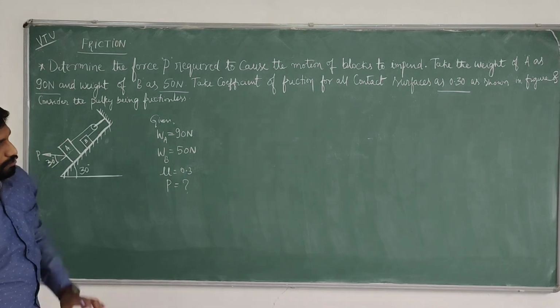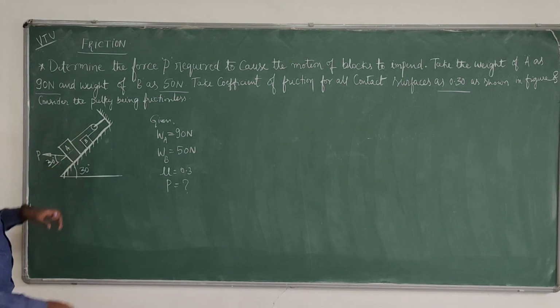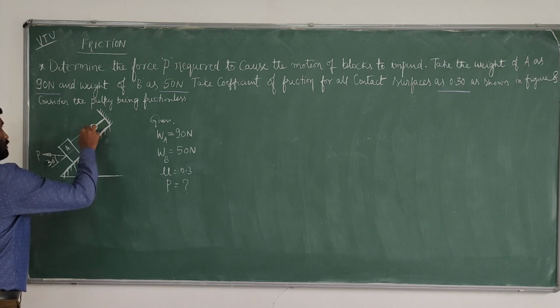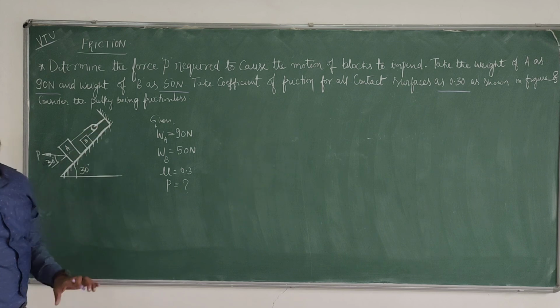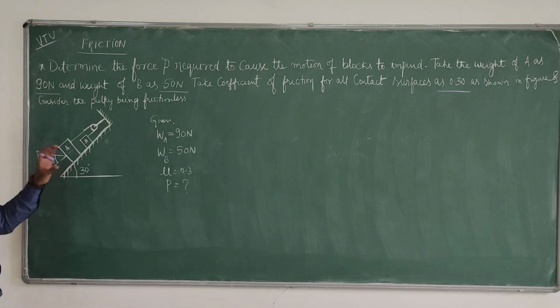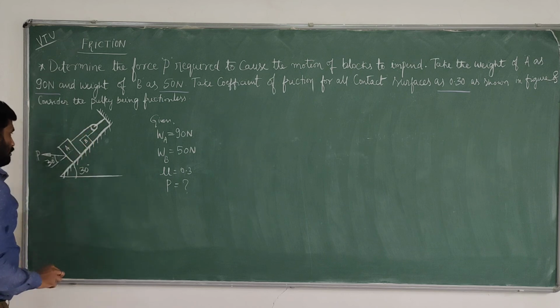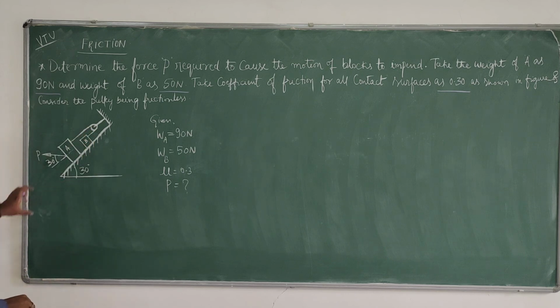So this is the problem. Now consider the pulley. This pulley is frictionless. Here there are strings on both sides, but since it is given as frictionless, we ignore whatever friction develops at the pulley. Now we write the free body diagram. The free body diagram for block A and block B we will write separately.